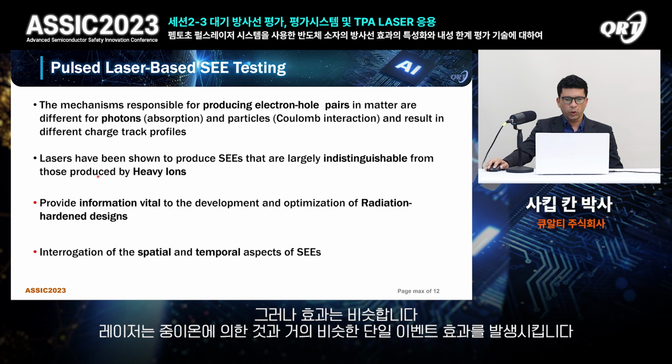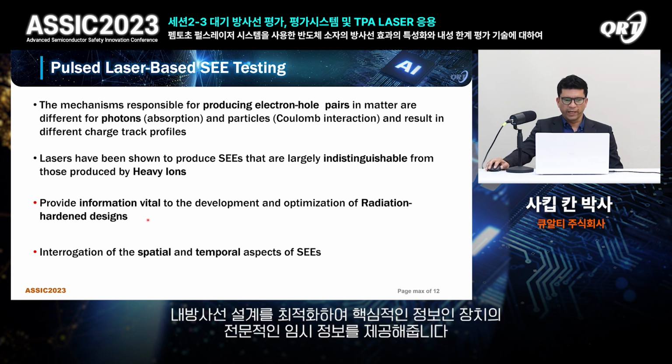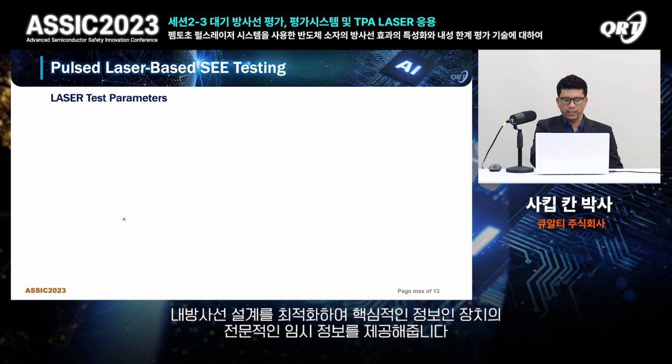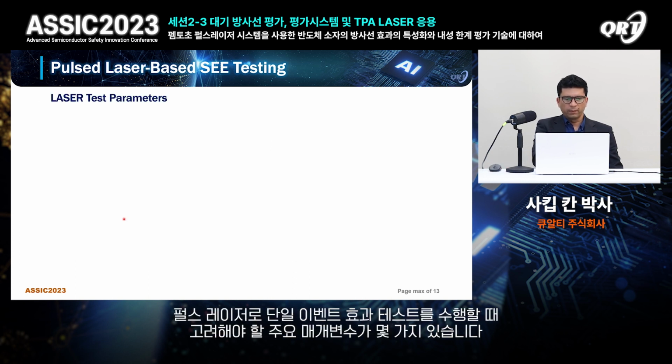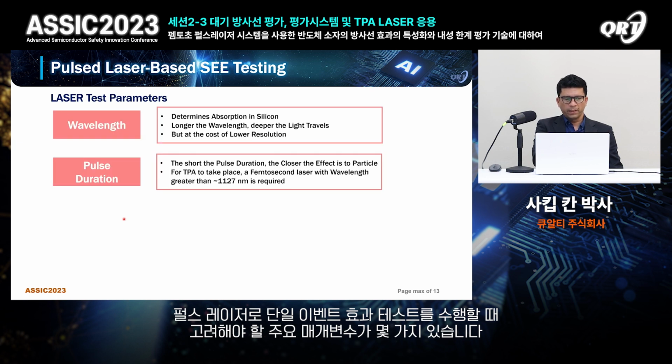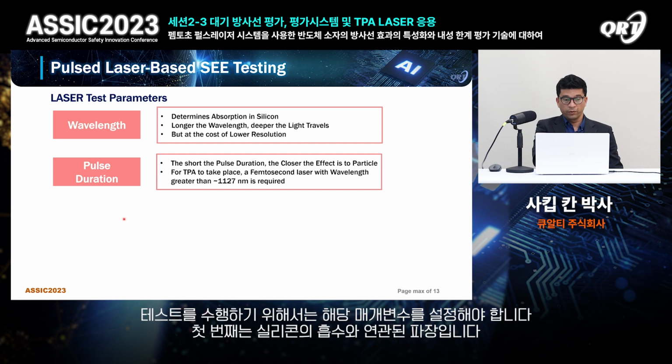Lasers have been shown to produce single event effects which are largely indistinguishable from those produced by the heavy ions. They provide very vital information to develop and optimize the radiation hardened design and to interrogate the spatial and temporal aspects of the device. When we perform the pulse laser single event effect testing, there are a few parameters which are very critical. We have to set those parameters to perform testing.